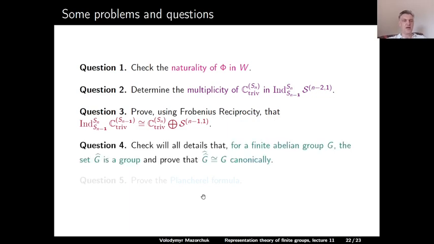Question 4: check with all details that for any abelian group G, the set G hat is a group, and prove that the double hat gives us G back. Question 5: prove the Plancherel formula with all details.